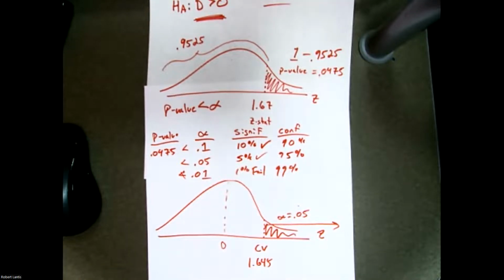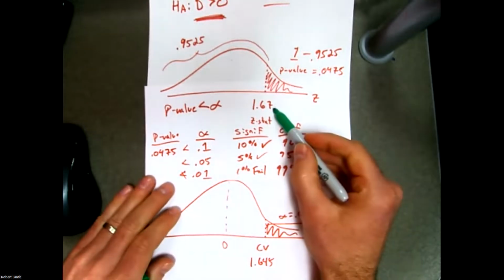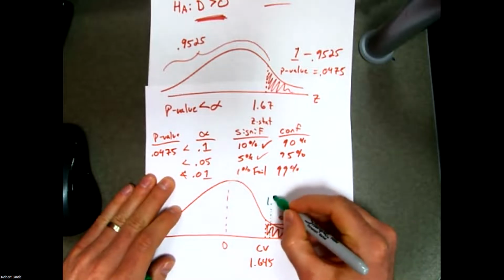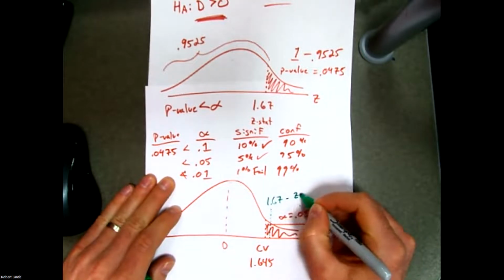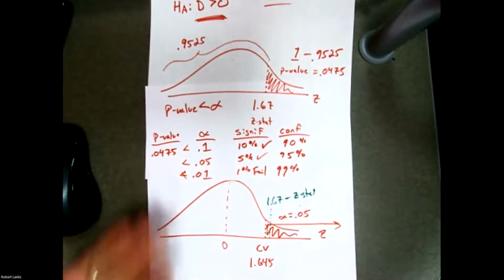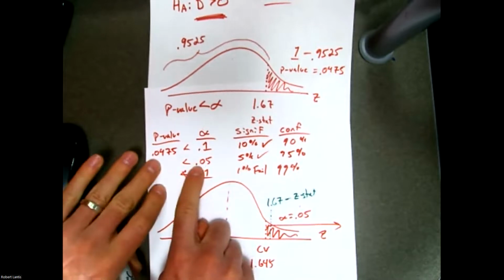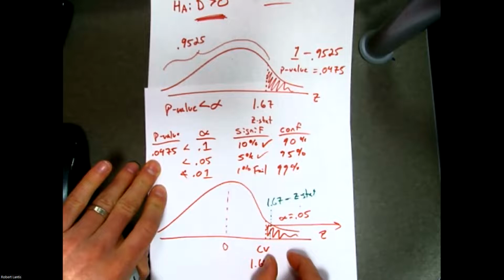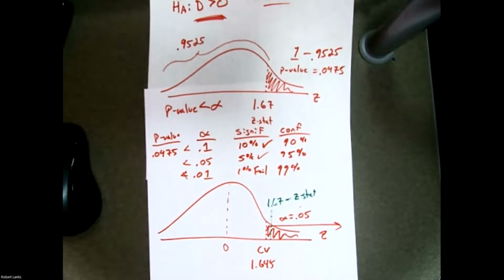I draw that arrow in the right tail to get my rejection region. Where does my test statistic fall? Well, my test statistic was 1.67. If I plotted that, that would actually just barely be in my rejection region. And that kind of matches up with the p-value approach, right? At that 5% level, we were just barely rejecting. Critical value approach at that 5% level, we're just barely rejecting. So both approaches will lead us to the same decision. Any questions on that?